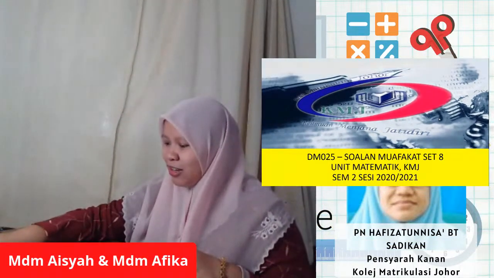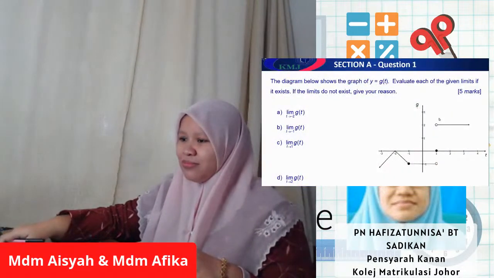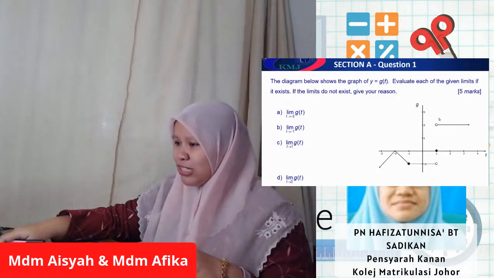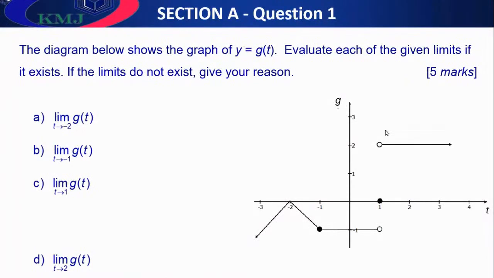Okay, so first question. The diagram below shows the graph of y equals g(t). Evaluate each of the given limits if it exists. If the limit does not exist, give your reason. As you can see, you want to find the limit of g(t) as t approaches -2. So take a look, where is your t equals -2?